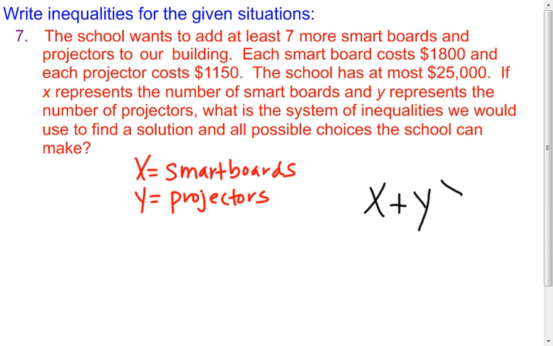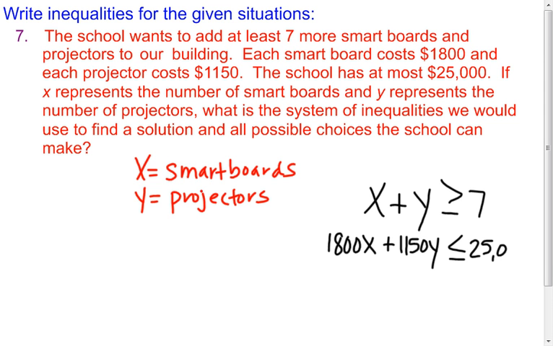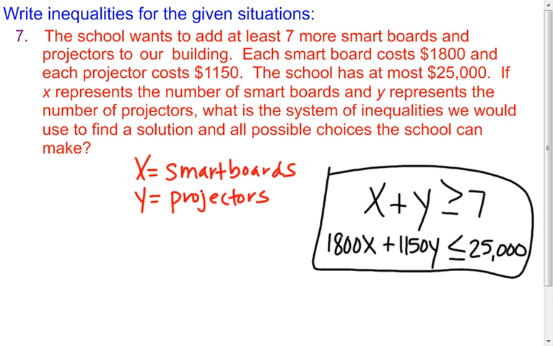So that total has to be greater than or equal to 7. Okay? Then, every time I buy a smartboard, which is X, I'm spending $1,800. So I have $1,800 for every smartboard, plus $1,150 for every projector. And that total, when I spend all of that amount of money, can be no more than $25,000. I can spend exactly $25,000, but I can't spend more than that. So this quantity has to be less than or equal to $25,000. And that's what those inequalities would look like. I'm not going to take the time to solve them right now. I'm just going to write them.